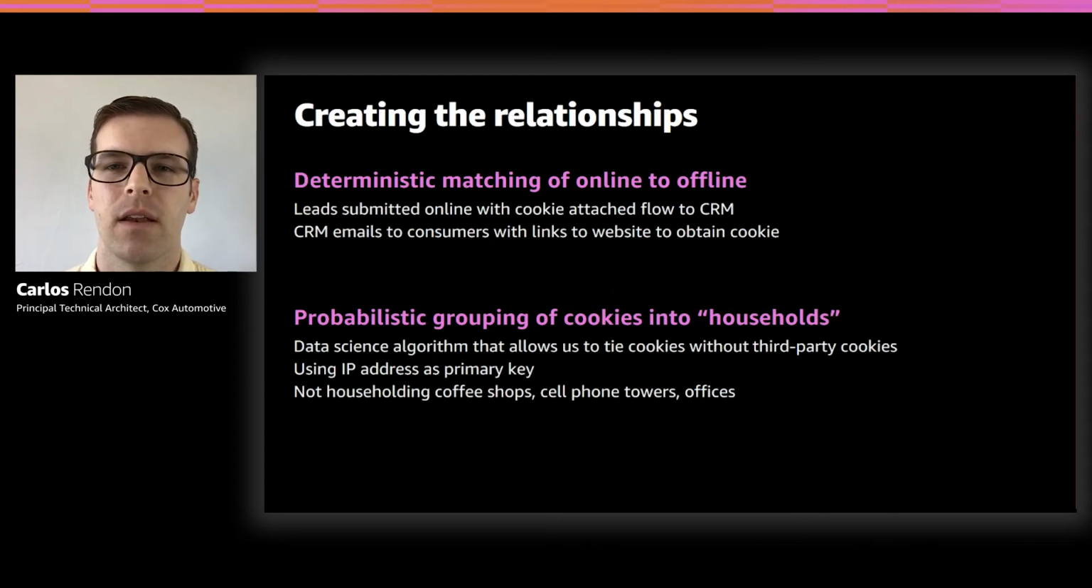If you think about it, my mobile phone moves around and it gets a lot of different IP addresses. And if you think about a lot of common occurrences, like me being at a coffee shop, when I'm on a cell phone tower, or when I'm at my office, or even a car dealership, you don't want to group all of those cookies at the car dealership together as one consumer, nor do you want to do it for the coffee shop. So there's a lot more that goes into it than I'm talking about today. But keep in mind that you can do this with the data science team.